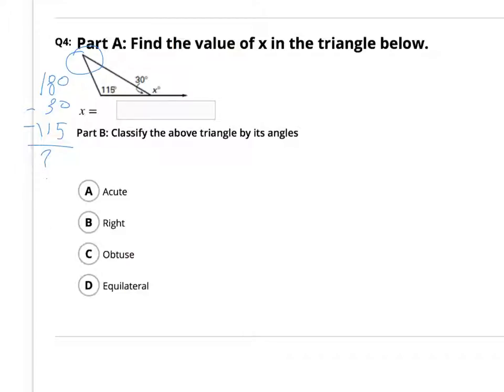Then what we want to do is, let's just call this angle A and this angle B just for identification purposes. You're going to want to add those together. So to find x, x equals angle A plus angle B. And that'll give you the value of x. And then part B, is this an acute, right, obtuse, or equilateral triangle?